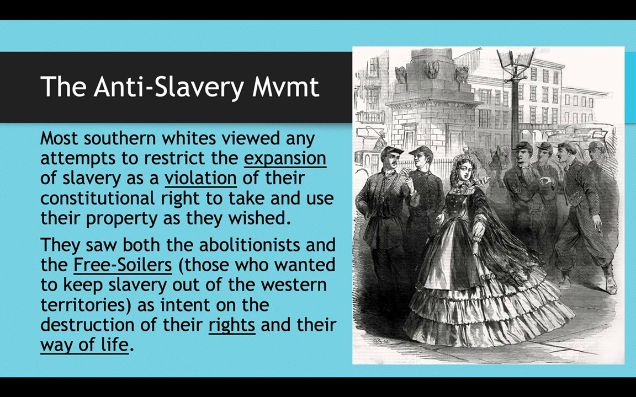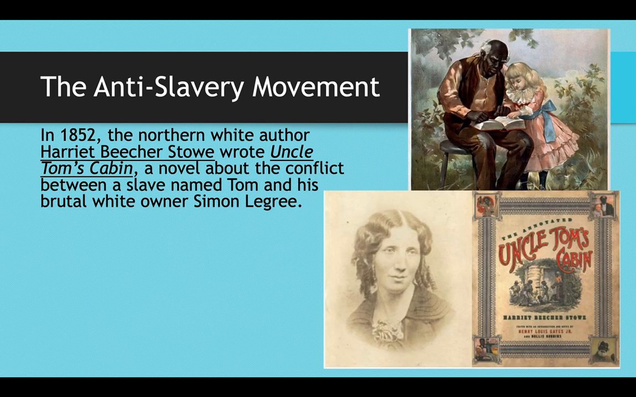Nonetheless, many Southern whites started to see all those who were in any way opposed to slavery's existence or just slavery's expansion as enemies. They saw both the abolitionists and the free soilers, those who wanted to keep slavery out of the western territories but keep it where it was in the South. They saw them as intent on the destruction of their rights and on their way of life, and therefore felt threatened by those in the North.